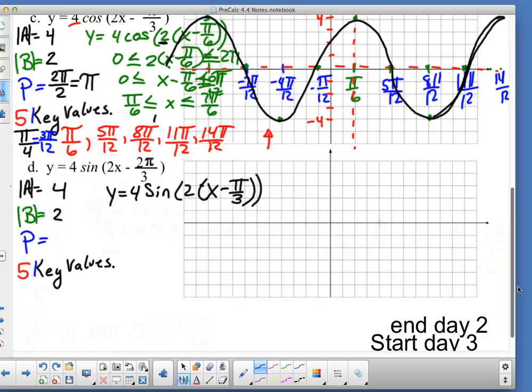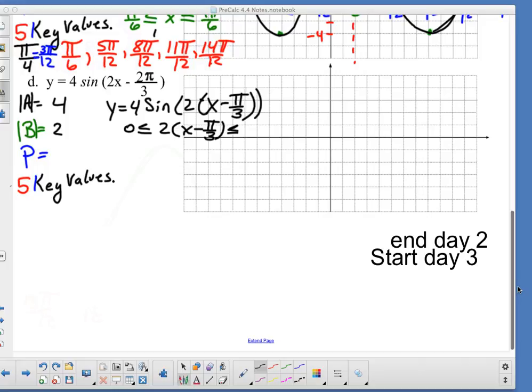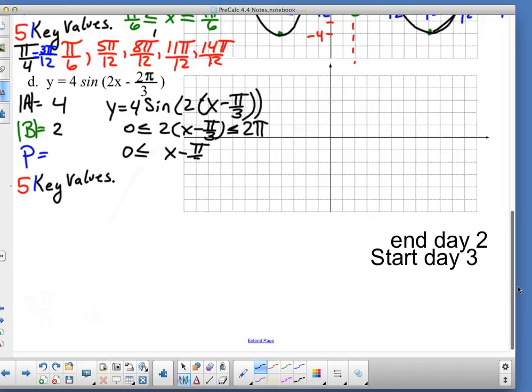So I'm going to take 0 less than or equal to 2x minus pi over 3 to find my starting and ending point. Now keep in mind, we're going to 2 pi again. And we're going to solve this. So I'm going to divide by 2, and I got 0 less than or equal to x minus pi over 3 less than or equal to pi. Now I'm going to add pi over 3 to both sides, and I have pi over 3 is less than or equal to x, which is less than or equal to 4 pi over 3.